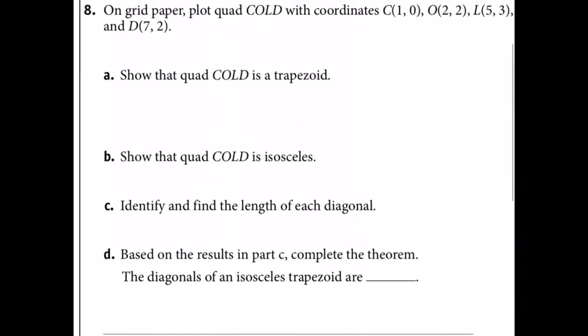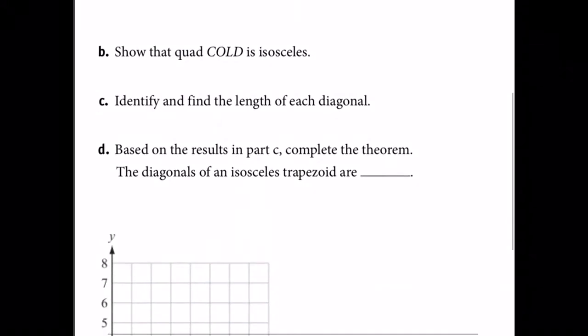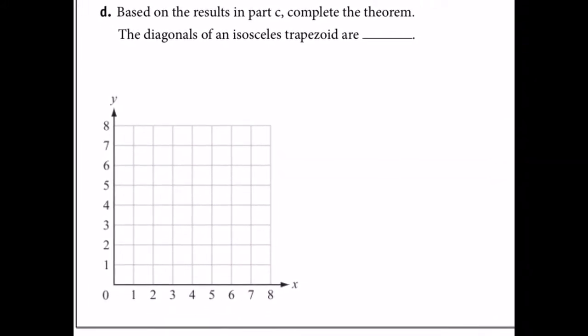We're going to do a little bit of real work here. We have a graph at the bottom of this. We're going to plot these 4 points for the quad COLD, C-O-L-D, and then we're going to see, is that in fact an isosceles trapezoid? And if so, we're going to try to discover one more thing about it, which we can see down in part D. Alright, so let's jump down to our graph.